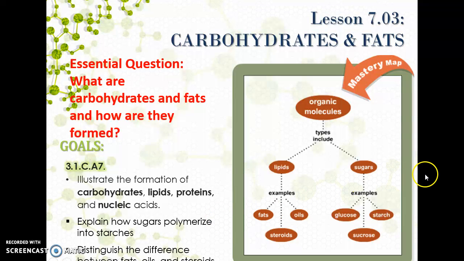Welcome to lesson 7.03 on carbohydrates and fats. So our essential question is, what are carbohydrates and fats and how are they formed? We want to be able to illustrate the formation of carbohydrates, lipids, proteins, and nucleic acids, explain how sugars polymerize into starches, and distinguish the difference between fats, oils, and steroids.